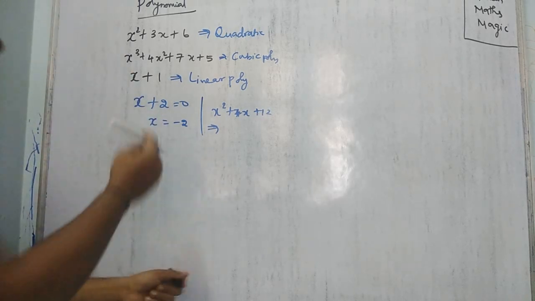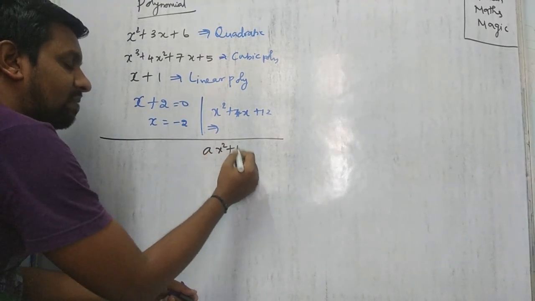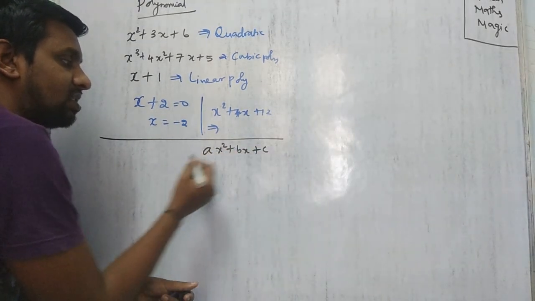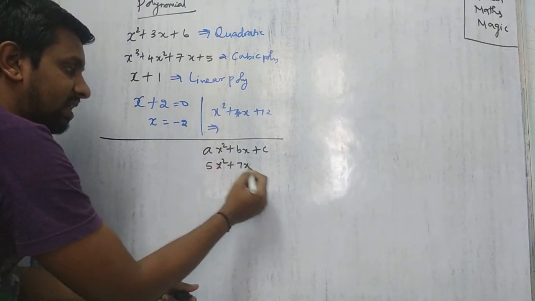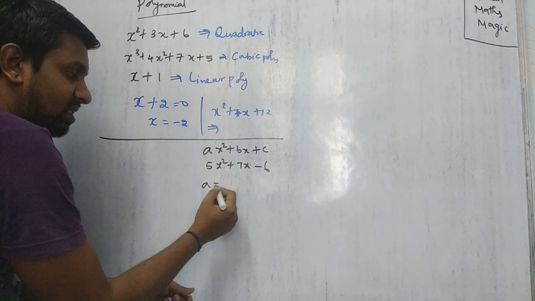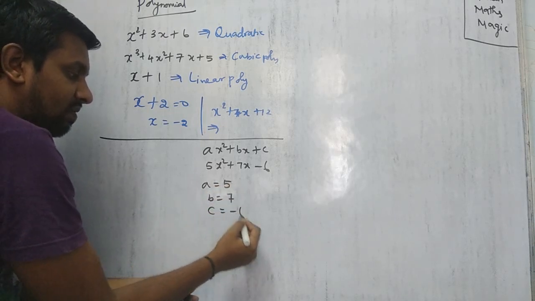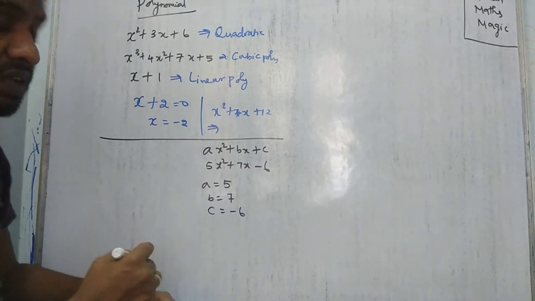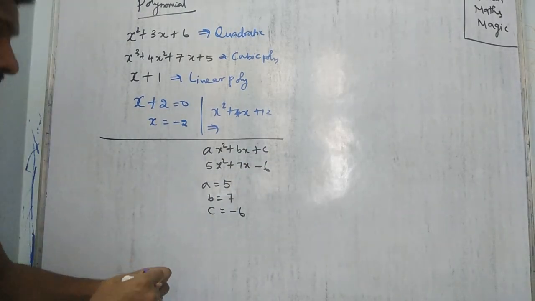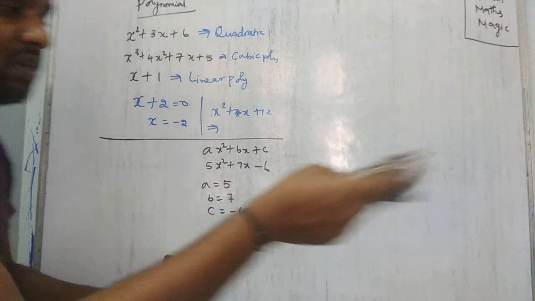Next, quadratic polynomial: ax square plus bx plus c is said to be a quadratic polynomial. For 5x square plus 7x minus 6, a equal to 5, b equal to 7, c equal to minus 6. You have to compare and take these as the a, b, c values. Everything is based on the quadratic polynomial. I hope I have given you enough introduction about the polynomial.